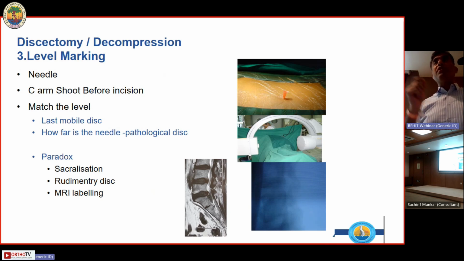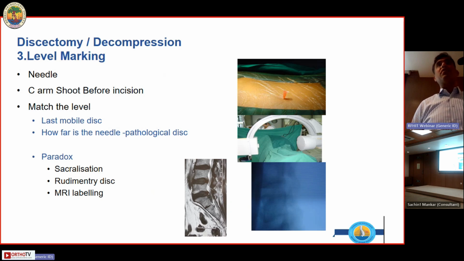So not only pre-operative marking is very important, but also intraoperative confirmation, and also corroborating it with the pre-operative MRI and the intraoperative levels and the one that you have seen on the C-arm. All this should come in with a confirmation from your team to really avoid any wrong level surgery.